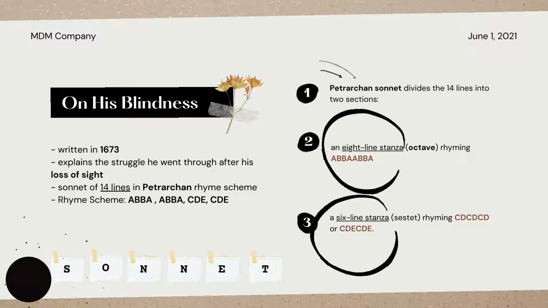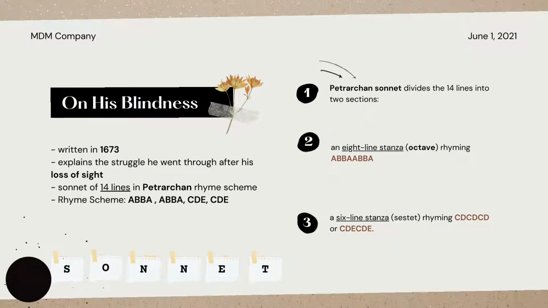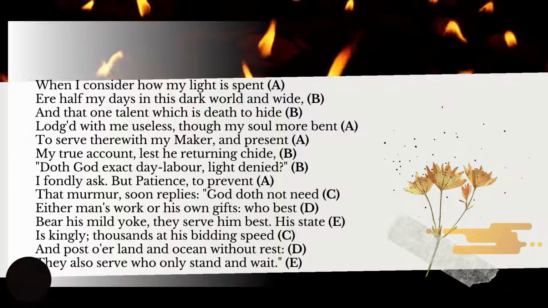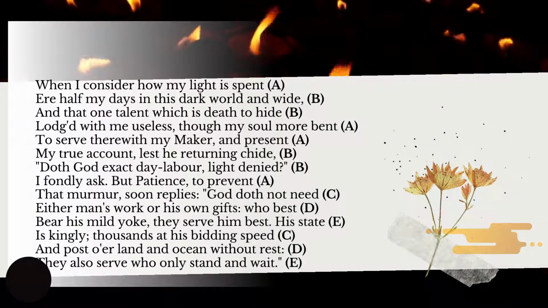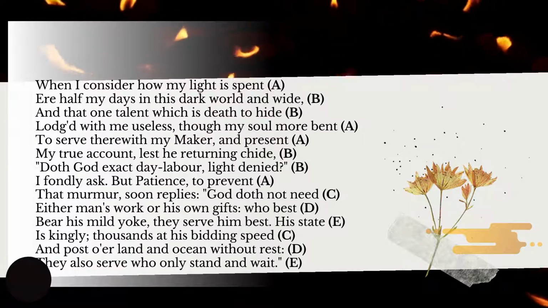The first 8 lines is the octave, where we usually see the introduction of the main theme or question, and the last 6 lines is called the sestet, where we see the questions being answered, and this is how usually a sonnet is. Let's take a look at the rhyme scheme of the sonnet or poem.